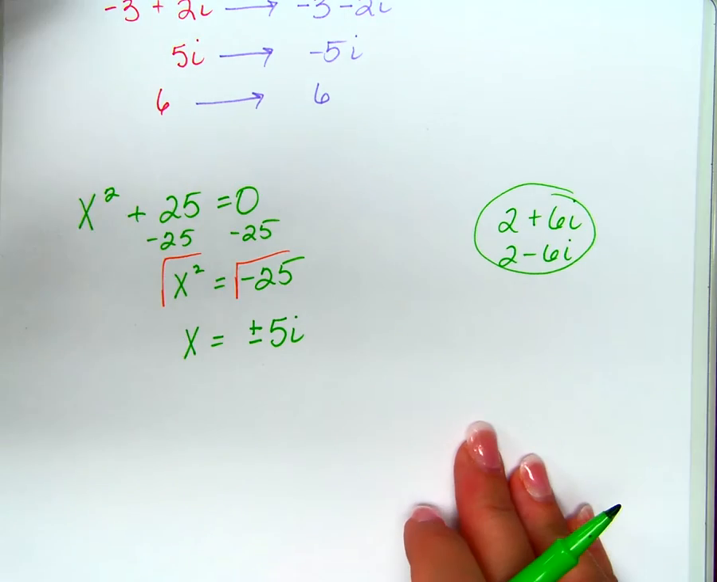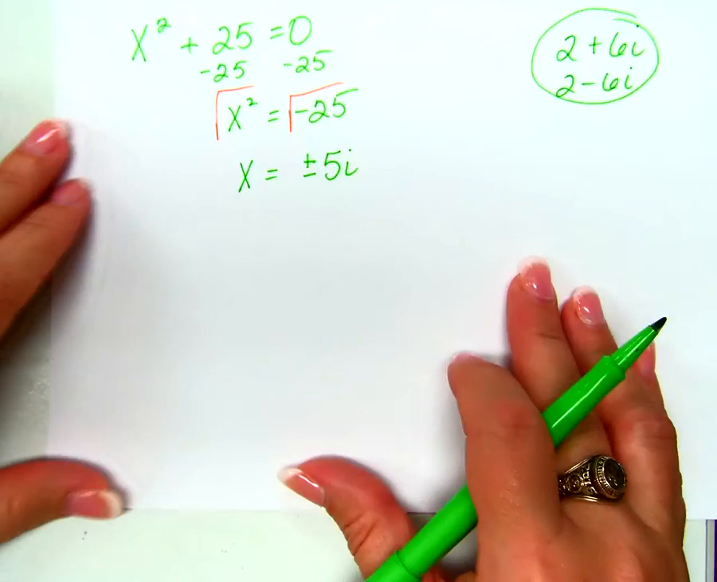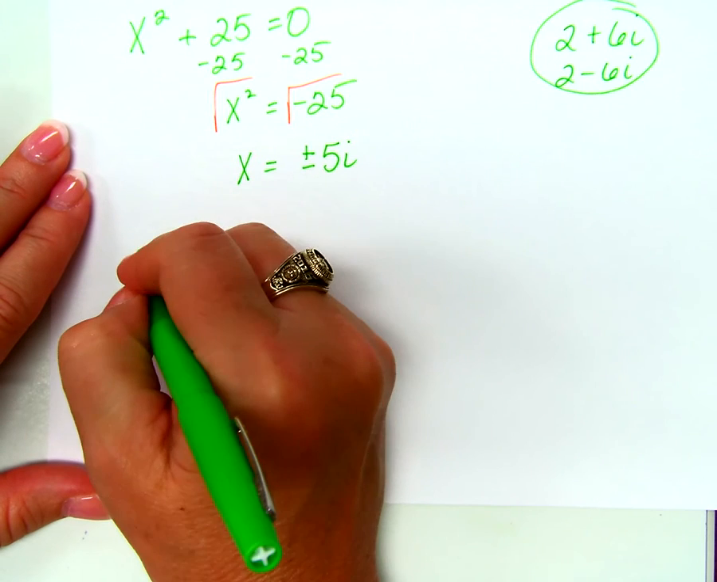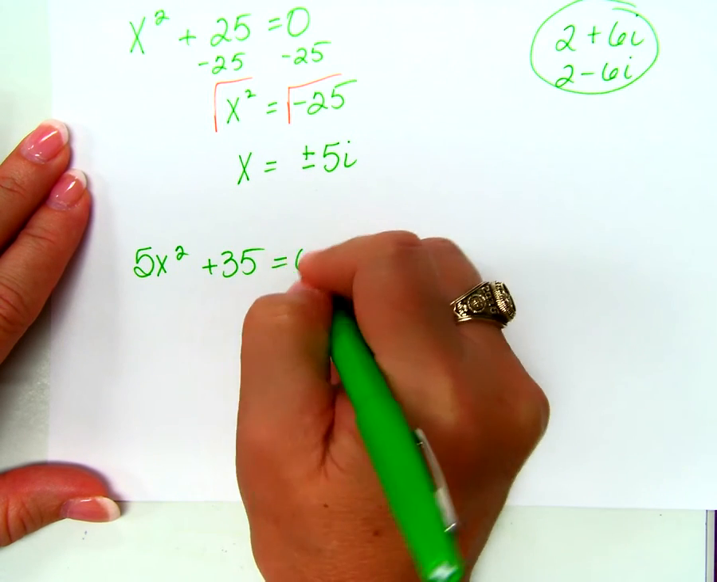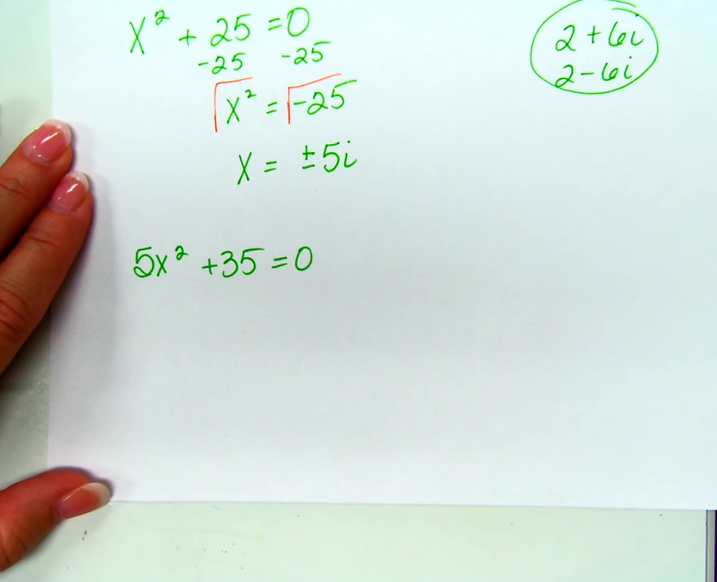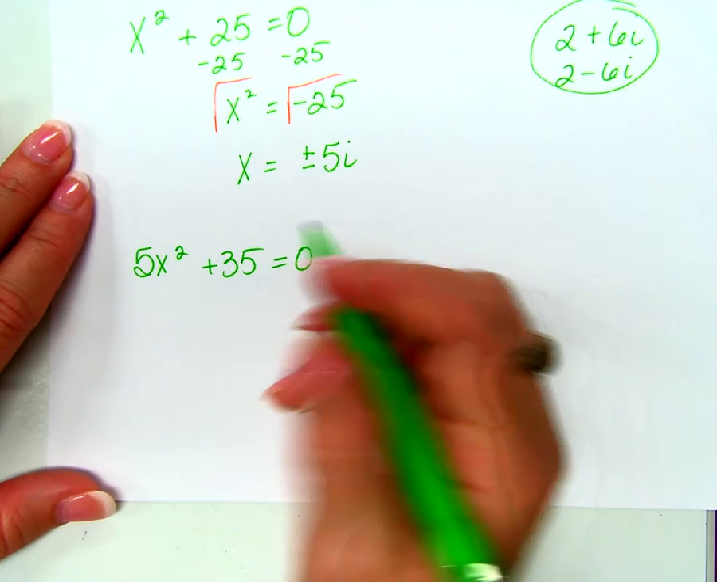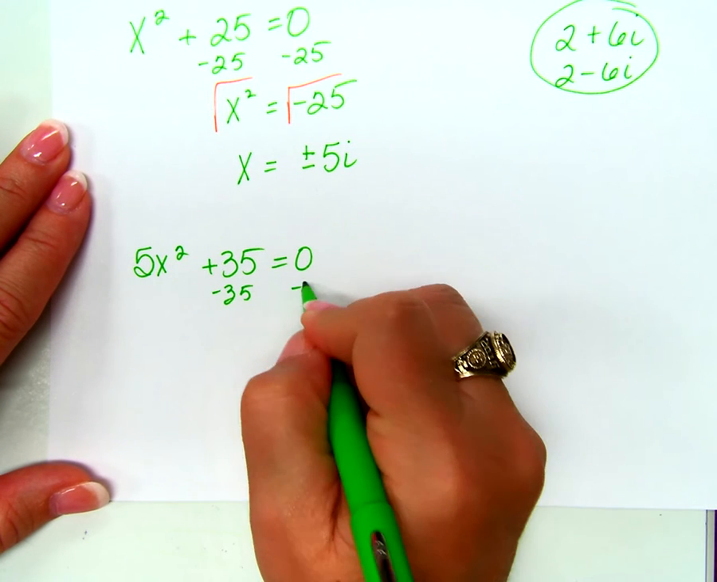Okay? What about this one? 5x squared plus 35 equals 0. Minus 35, you're correct.